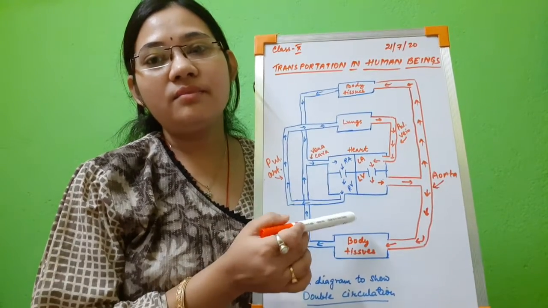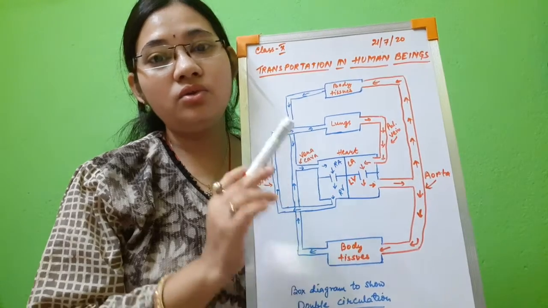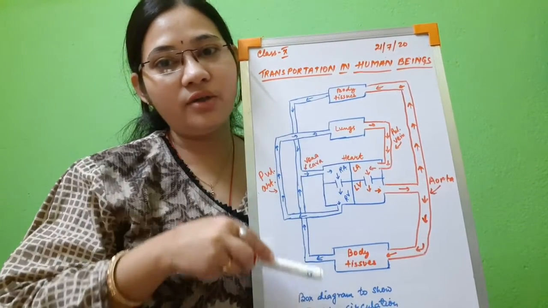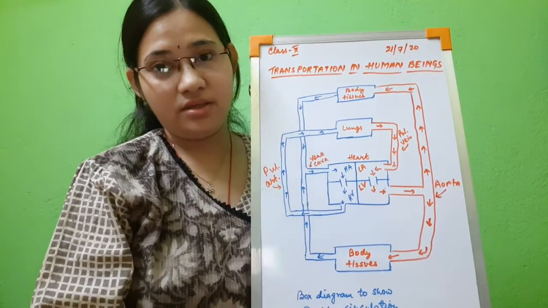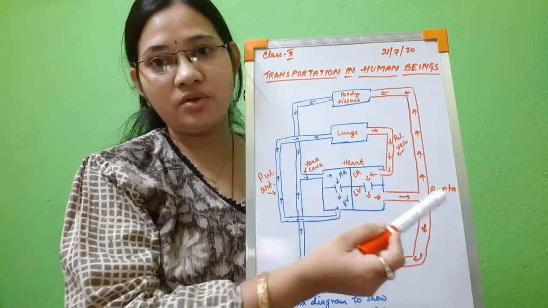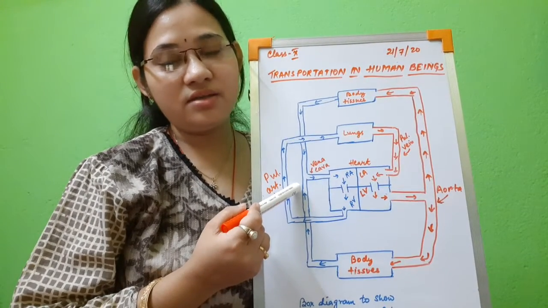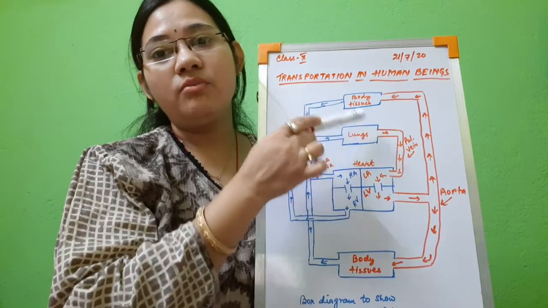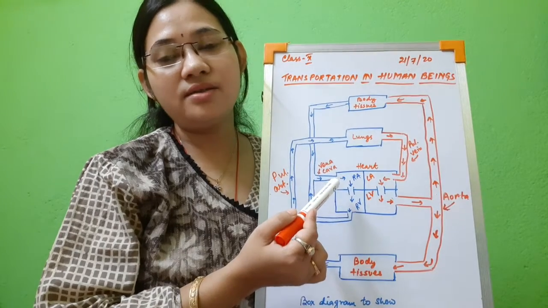Now in this diagram you can see that I have divided this diagram into two portions: this side, the blue portion, consists of deoxygenated blood, and this side oxygenated blood. Blood that is rich in oxygen is oxygenated blood, and blood that is rich in carbon dioxide is called deoxygenated blood. Now here four boxes I have drawn. The most important one in the center is the heart.